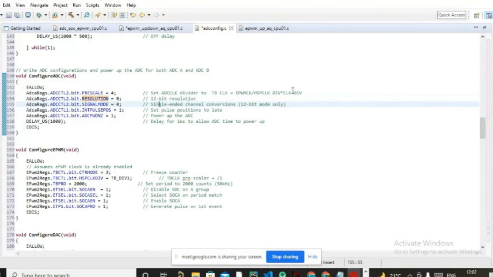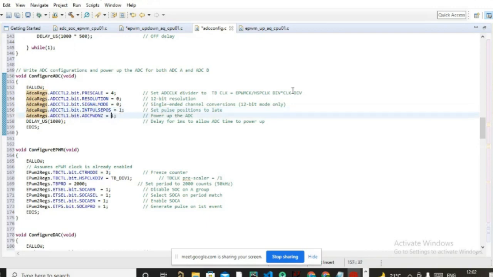Then this is a signal mode. To confirm that your conversion should happen in 12-bit mode only, you select 0 in front of this signal mode register. Then you always select input pulse position to late. You don't have to worry about these two instructions. You keep them as they are. If you do not understand them, keep them as they are. Do not change them. It will not make much of a difference.